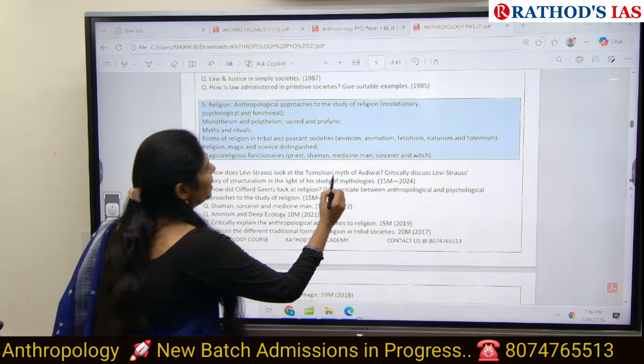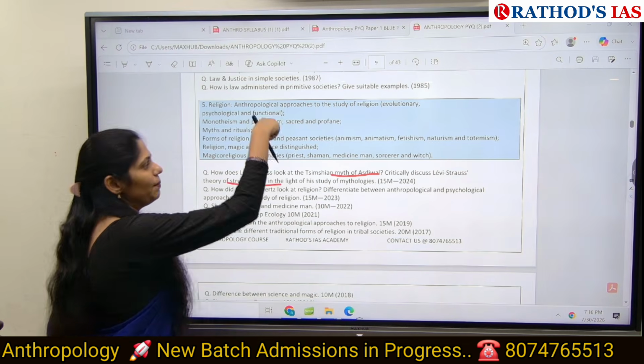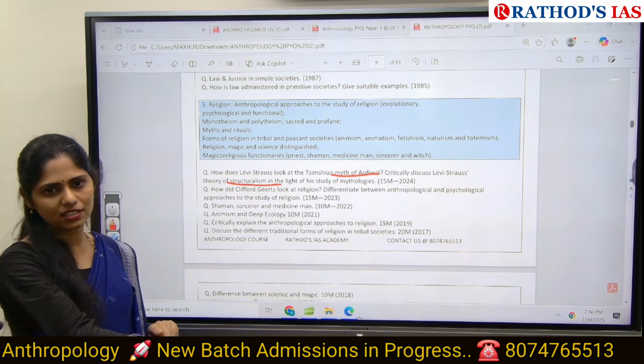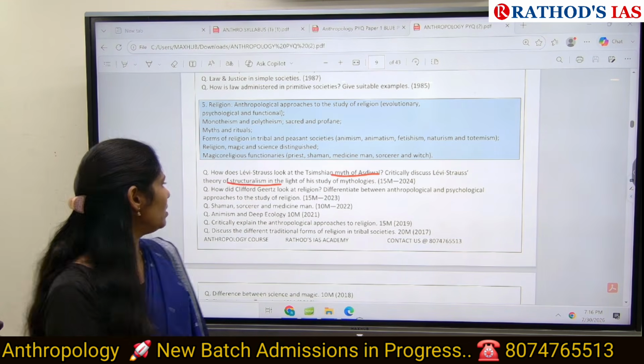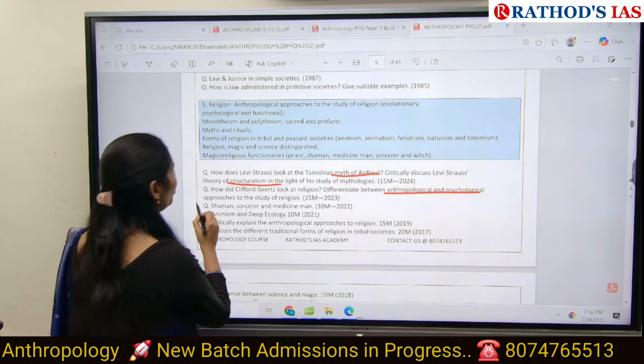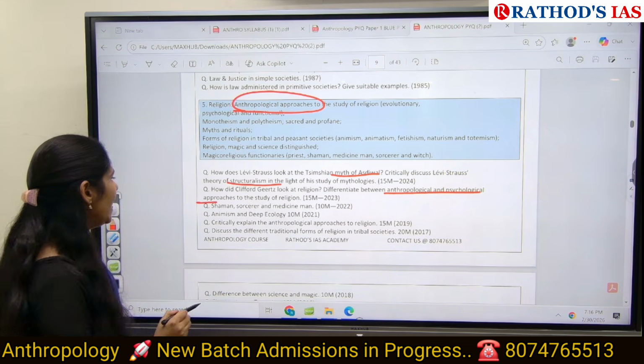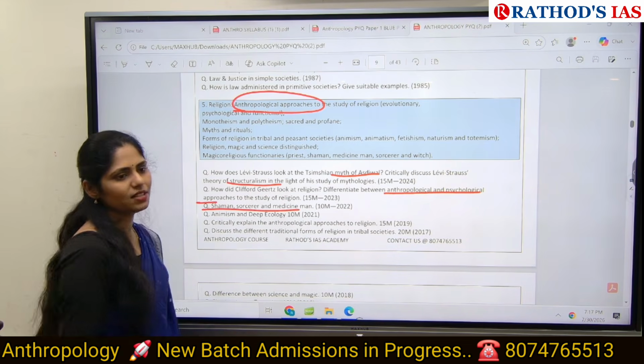What is a myth? They asked. And they asked about structuralism. They combined both the theory part, that is anthropological theory, with religion. And next one, they asked about anthropological and psychological approaches. They gave that here. And next one is shaman, sorcerer, medicine man.